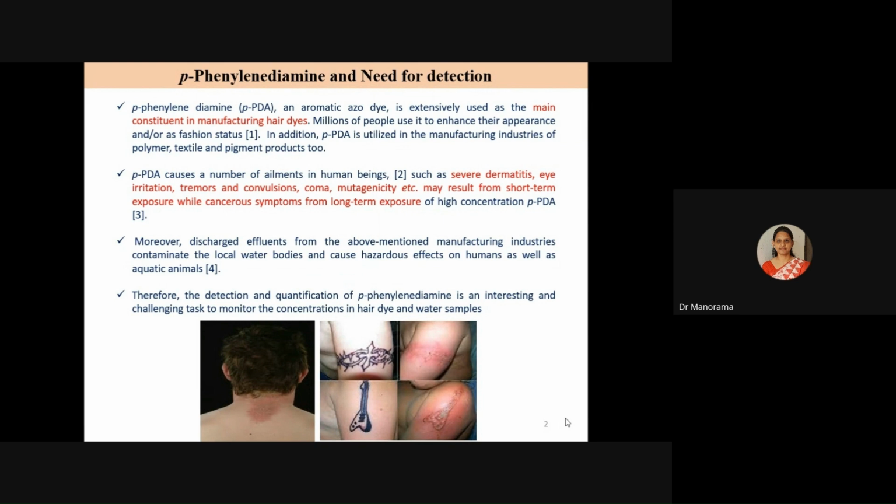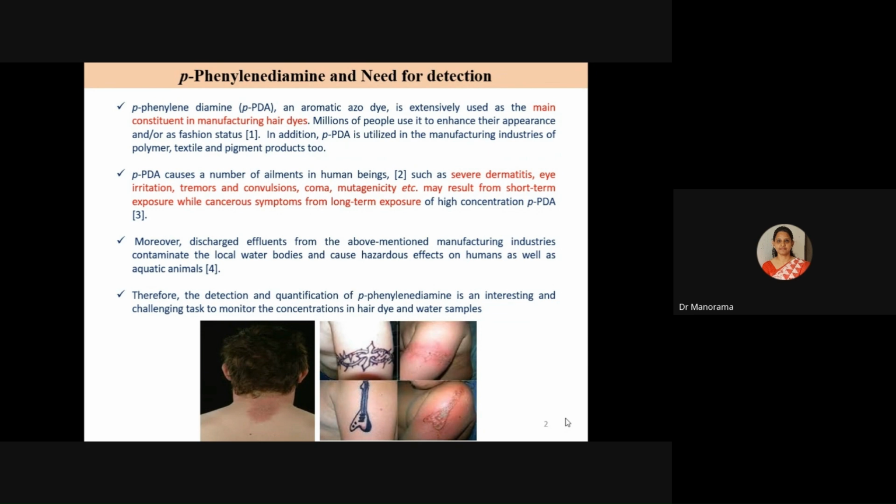Paraphenylene diamine is also utilized in polymer industries, textile industries, and pigment production. But if we are in contact with the constituents of the product for a long time, it causes a number of ailments in human beings like severe dermatitis, eye irritation, tremors, coma, mutagenicity, and sometimes it has also been found to have some cancerous symptoms.